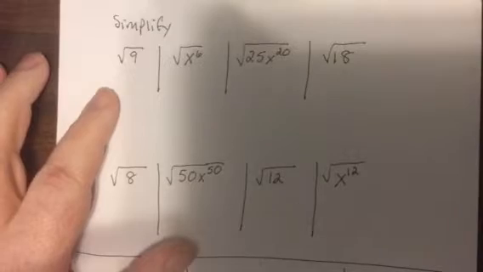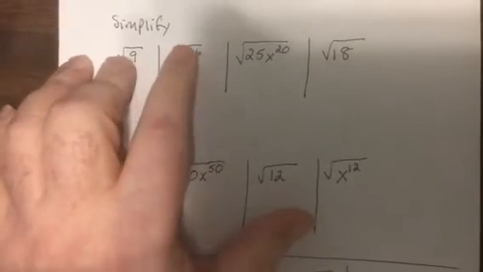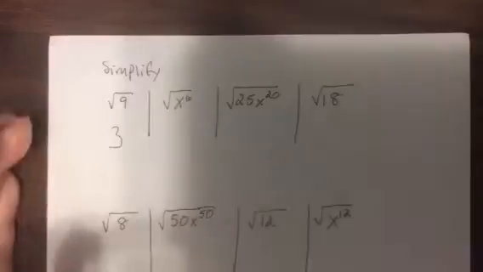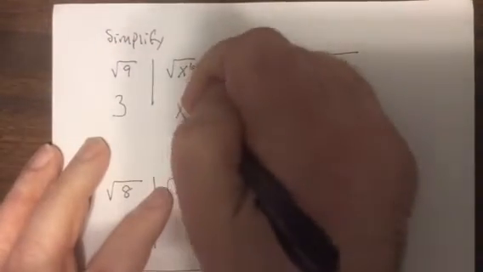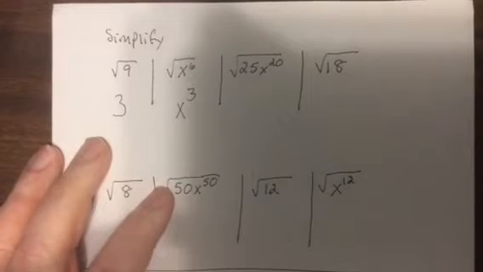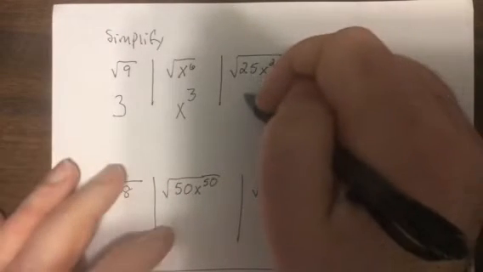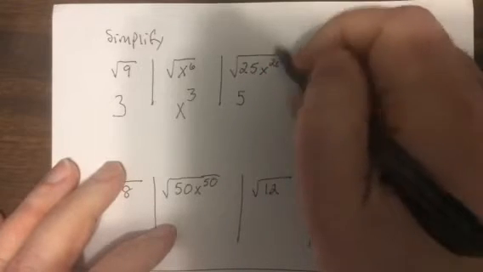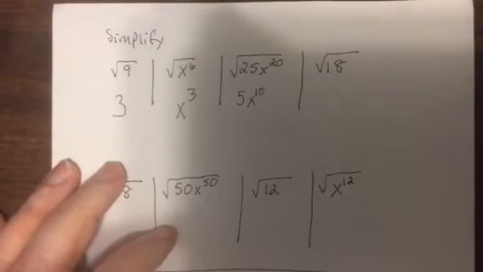Square root of 9. What do you multiply by itself to get 9? And of course, that's 3. Now remember, you always take the power and divide it by the index. Now we're only doing square roots, so the index will always be 2. So that's x cubed. So, square root of 25. What do you multiply by itself to get 25? 5. Divide 20 by 2. That's x to the 10.